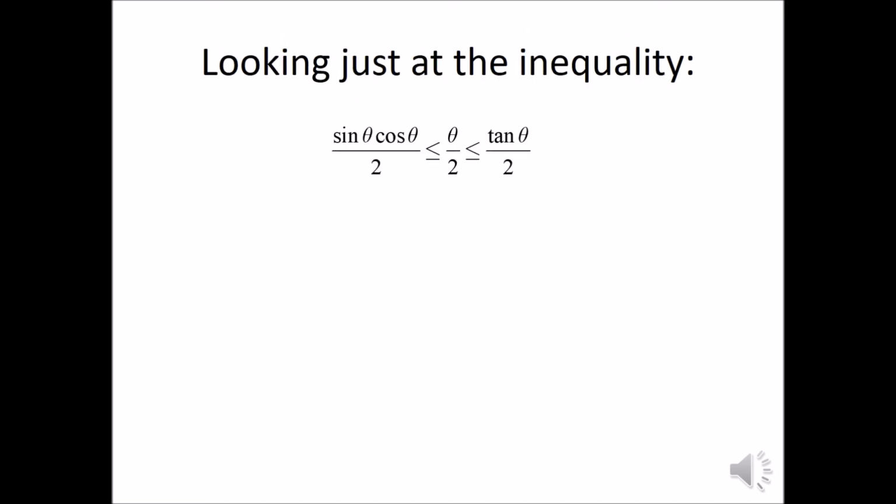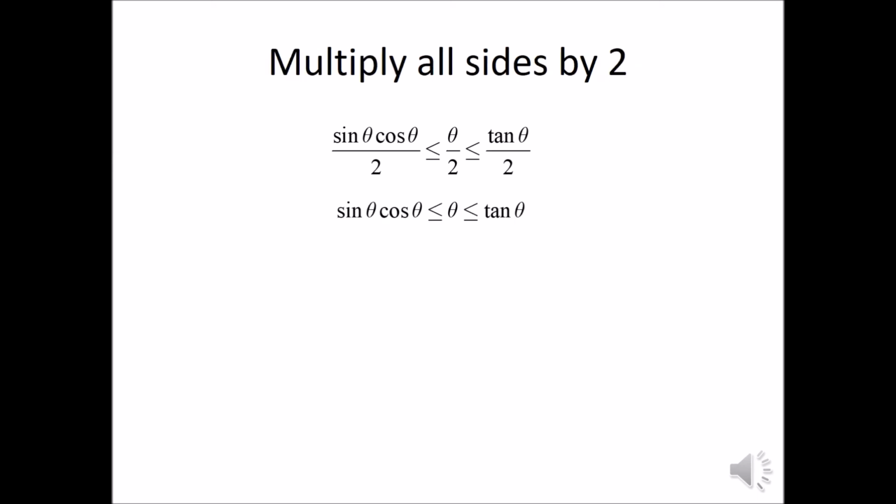Get rid of the halves, and I'm going to say sine theta cosine theta over 2 less than or equal to theta over 2 less than or equal to tan theta. And I'm going to work through some algebra here. First of all, there is no need for us to have the over 2's. How about I just multiply all by 2? So I'm going to get sine theta cosine theta less than or equal to theta less than or equal to tangent of theta.